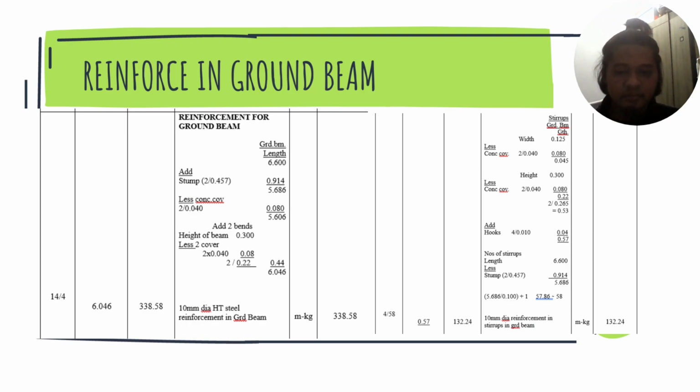For the stirrups, we also use 10 mm diameter reinforcement in ground beam. 4 times 58 times 0.57, which is 132.24, also in meter kilogram unit.